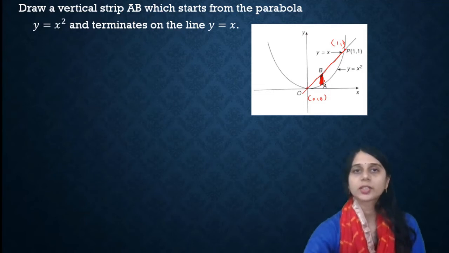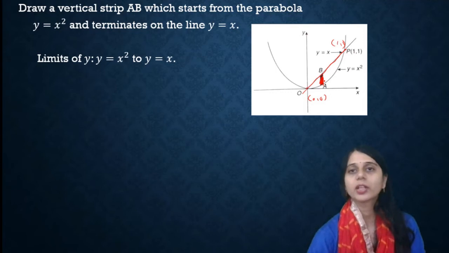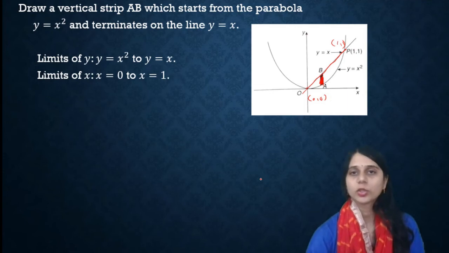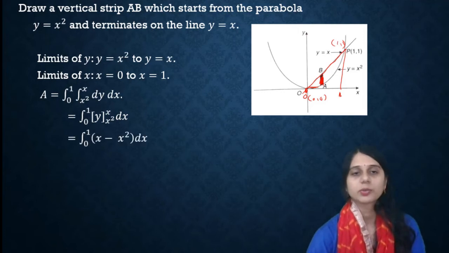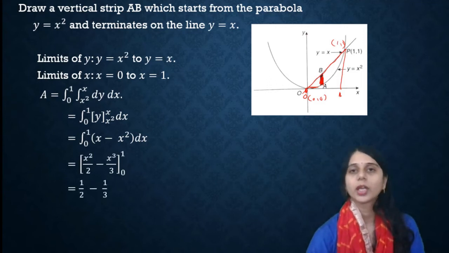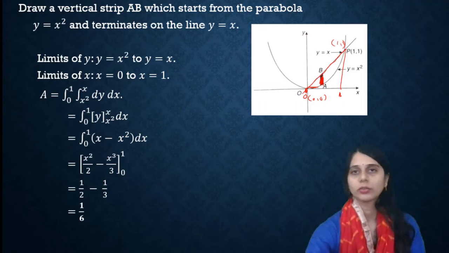So, what is our function? x square to x. So, what is the limit? The y limit is x square to x, and we are taking x from 0 to 1. So we have fixed the limit of x from 0 to 1 and y from x square to x. Putting the values, we get the integral of x minus x square dx. Integrating, we get 1 by 2 minus 1 by 3. The answer is 1 by 6.